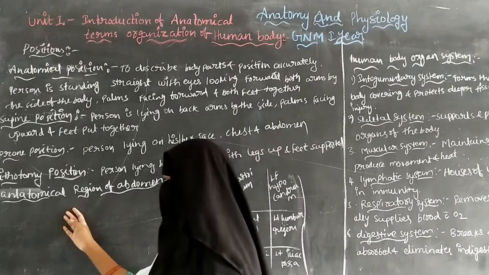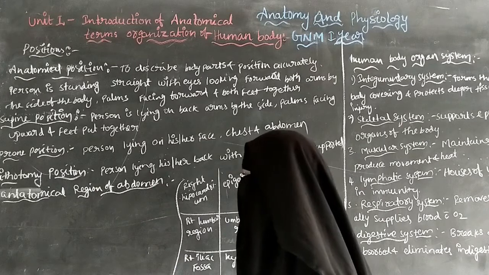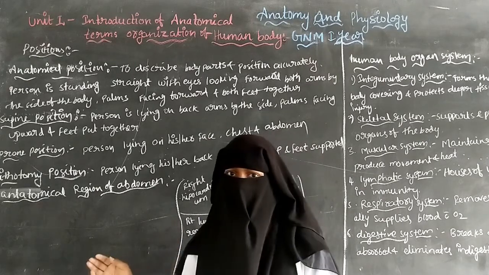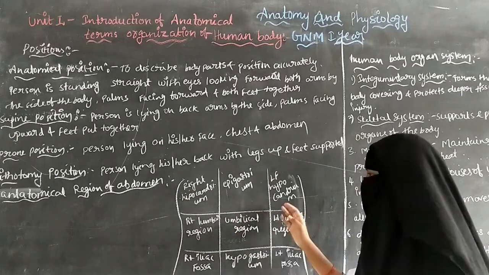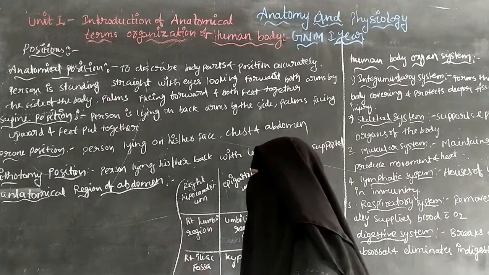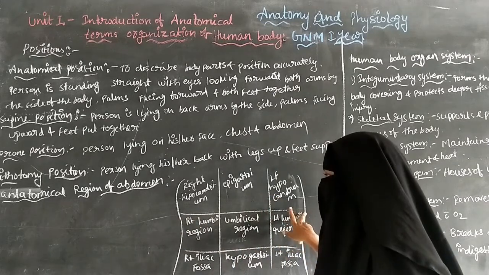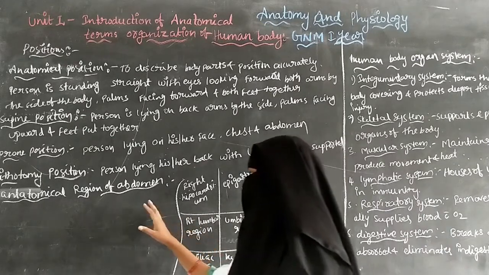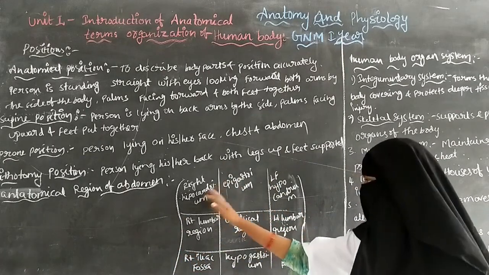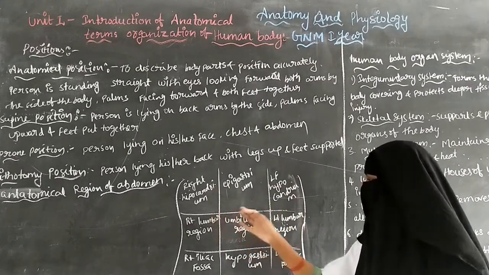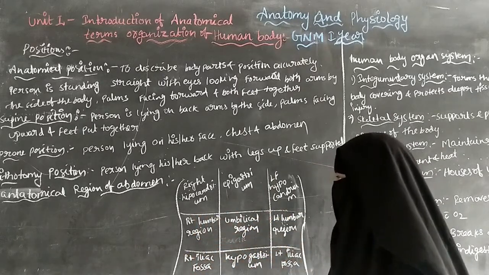The next one is the anatomical regions of the abdomen. The abdomen can be divided into 9 segments by two pairs of lines. So it is called the anatomical regions of the abdomen.